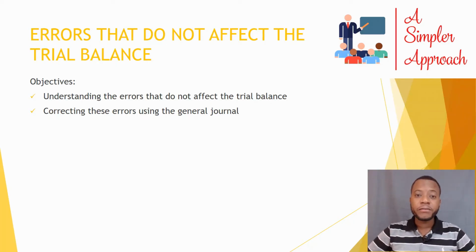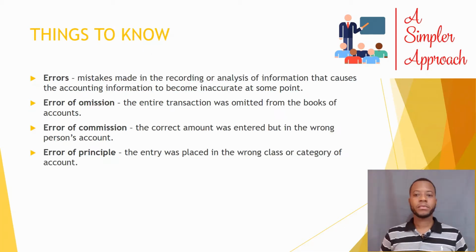Our objectives for this lesson include an understanding of the errors that do not affect the trial balance, and we're going to learn how to correct these errors. Let's lay the foundation, shall we? Things to know. Number one, errors. What are errors? Generally speaking, an error is a mistake. In the field of accounting, errors are mistakes that lead to accounting information becoming inaccurate at some point in time during the entire process.